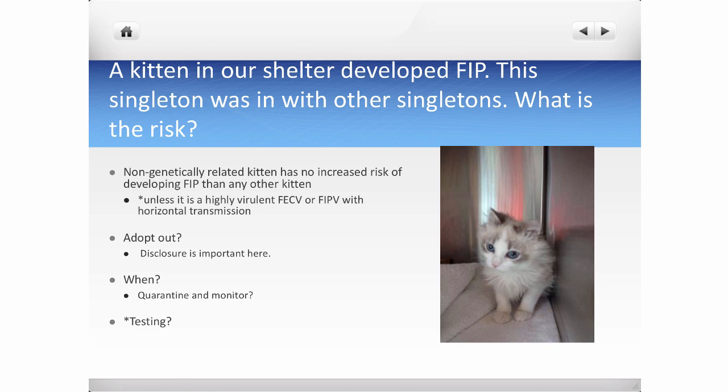I do think that disclosure is really important. To say this cat was exposed to coronavirus, it was exposed to another cat with FIP, the risk is minimal, because it really is minimal. But I do think it's important that we actually disclose the kitten's history.